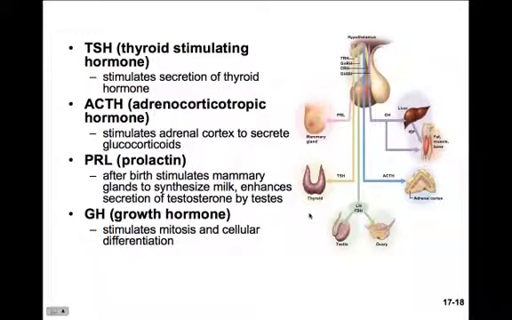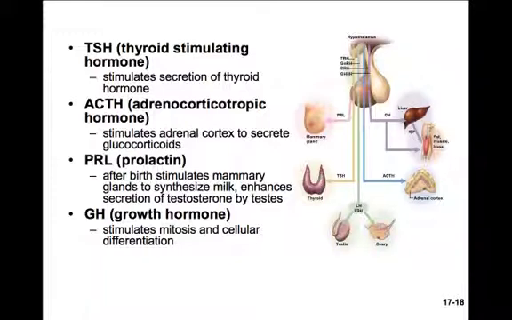Next, we'll look at thyroid stimulating hormone. So thyroid releasing hormone from the hypothalamus travels through the portal system and causes cells in the anterior pituitary to produce thyroid stimulating hormone. Thyroid stimulating hormone then stimulates the thyroid to secrete thyroid hormones. You can add that to your diagram too.